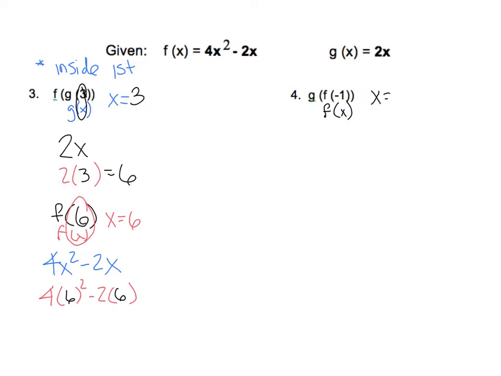Okay? So 6 squared is 6 times 6, 36. 36 times 4 equals 144. And then the negative 2 times 6 is a minus 12. So 144 minus 12 would result in the answer of 132.